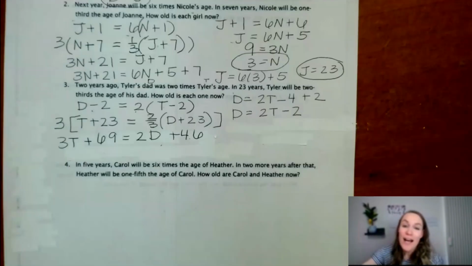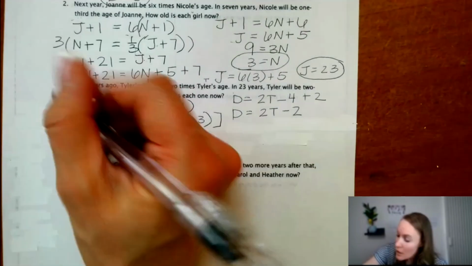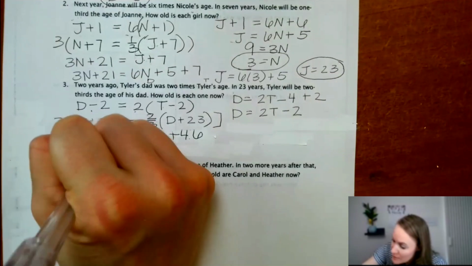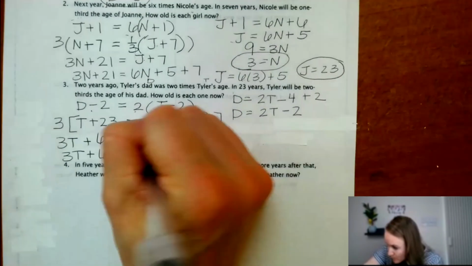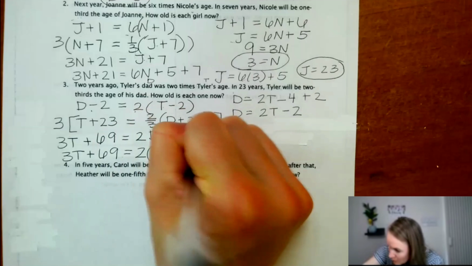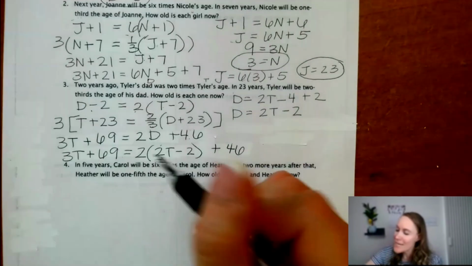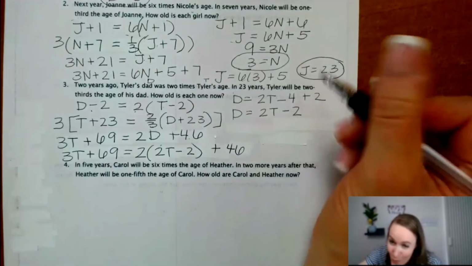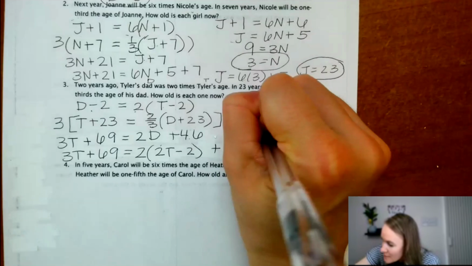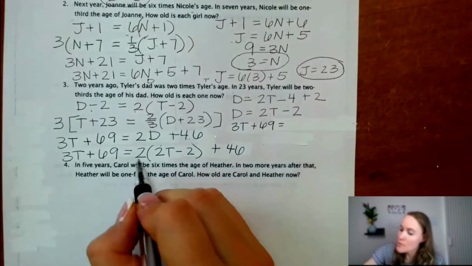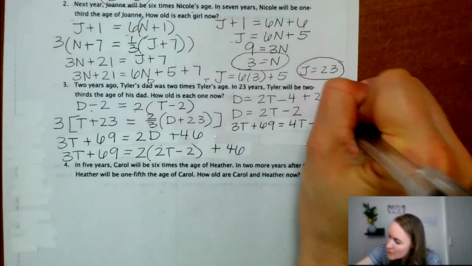Okay, now I can take this equation and I can stick it in for D. 3t plus 69 equals 2 times 2t minus 2 plus 46. Okay, let's go ahead and take this and write it up here. And I'm always running out of room, so please forgive me for that. 3t plus 69 equals 2 times 2t is 4t minus 2 times 2 is 4 plus 46.